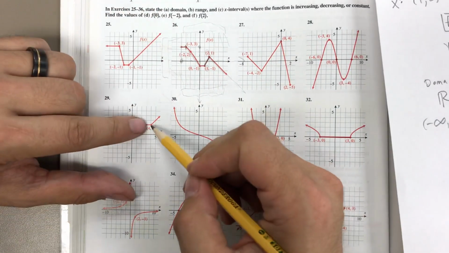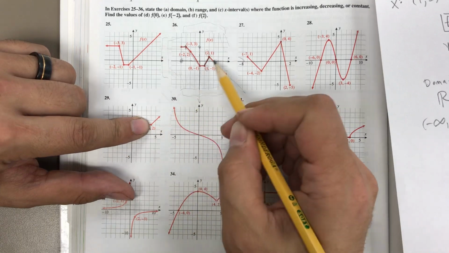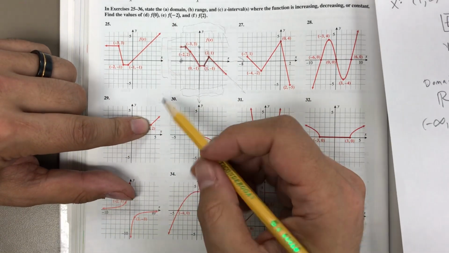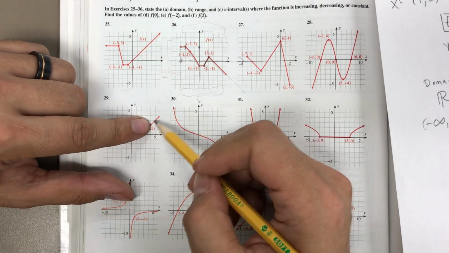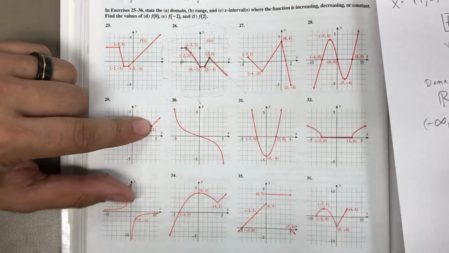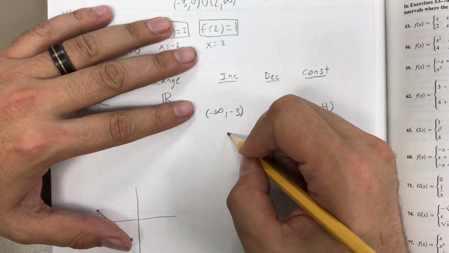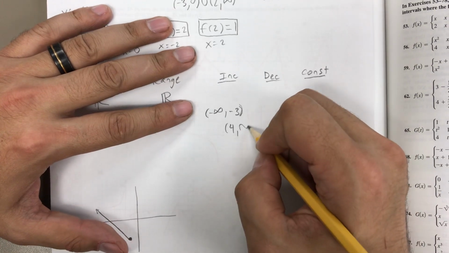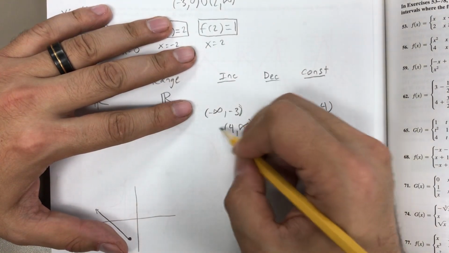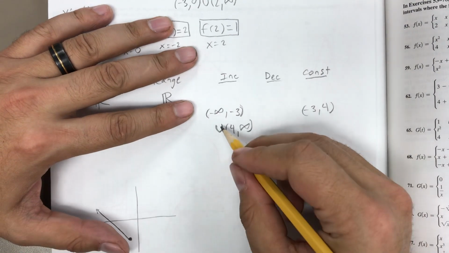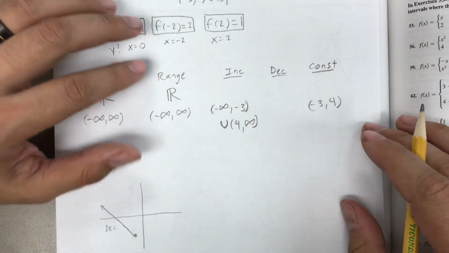All right? And then when we get to 4, for the rest of the graph, in other words, for all the rest of the positive x values, it's going to be increasing again, going up and to the right. So that means we have another place where it's increasing, and that starts at 4 and goes all the way to positive infinity. And remember, when we have two intervals like this, we want to combine them together with a union in between.